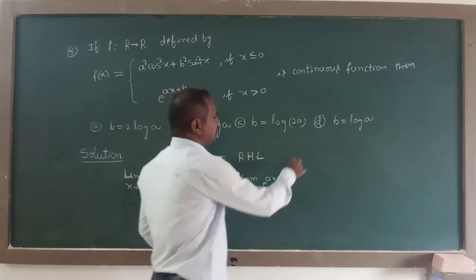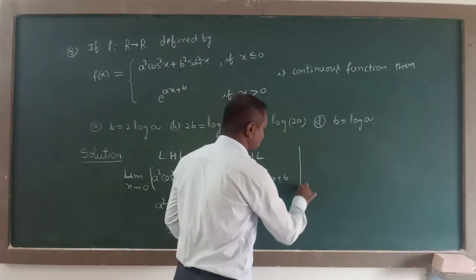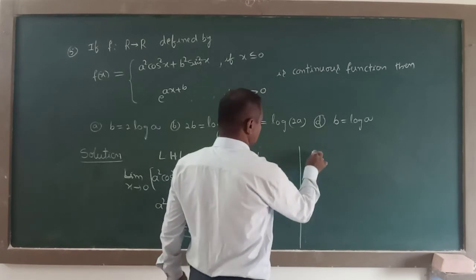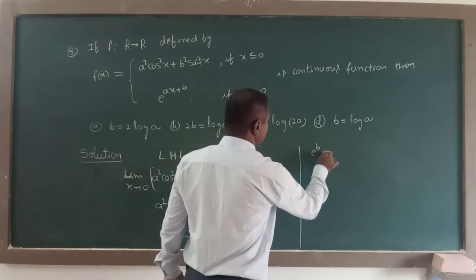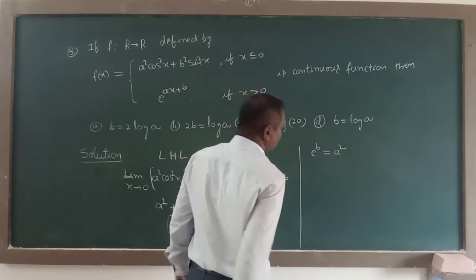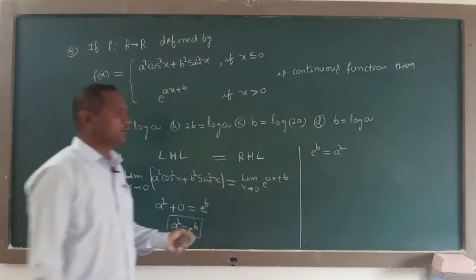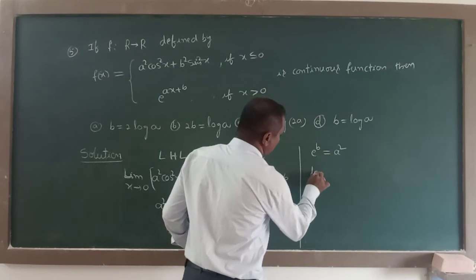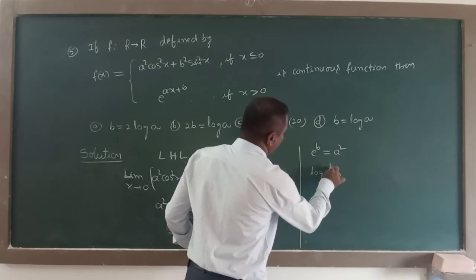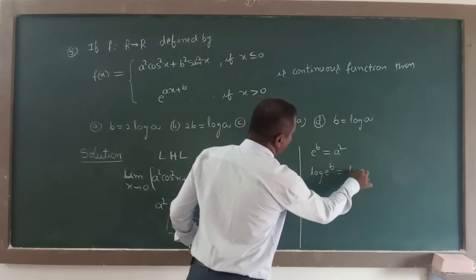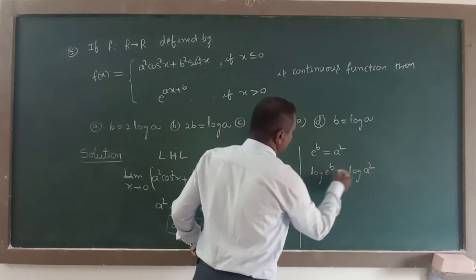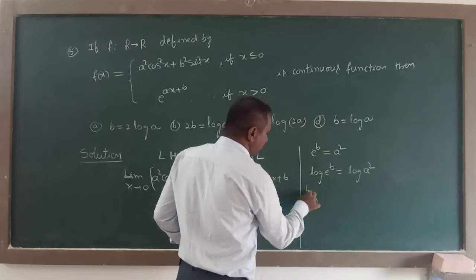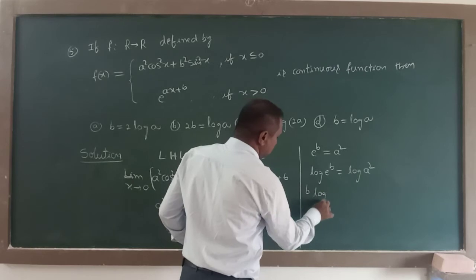With the help of that we get this condition here: e to the power b is equal to a square. Taking log on both sides, log of e to the power b is equal to log of a square. The power becomes multiplied: b into log e.